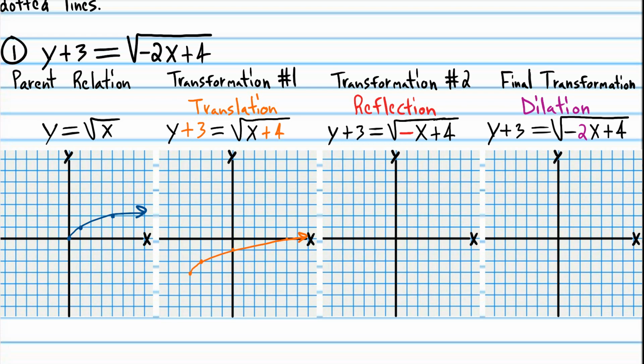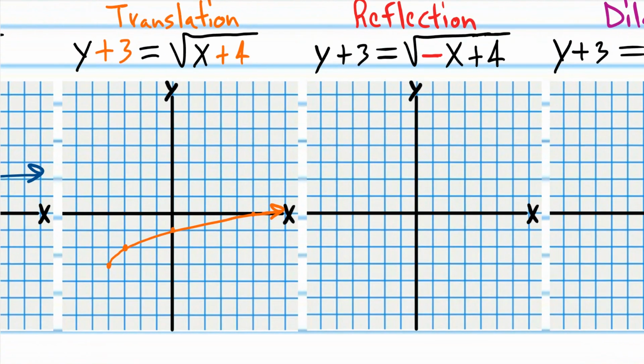Now, again, students are going to say, whoa. You're writing the negative on the x. You're replacing x with negative x, so you should reflect across the x-axis. Again, it's the exact opposite of what you would think. We're reflecting across the y-axis.